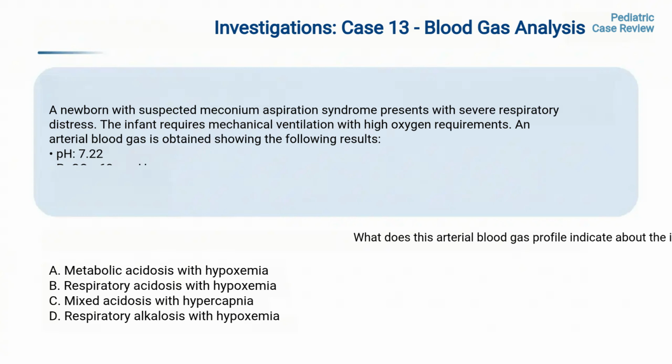What does this arterial blood gas profile indicate about the infant's respiratory status? Option A, metabolic acidosis with hypoxemia.